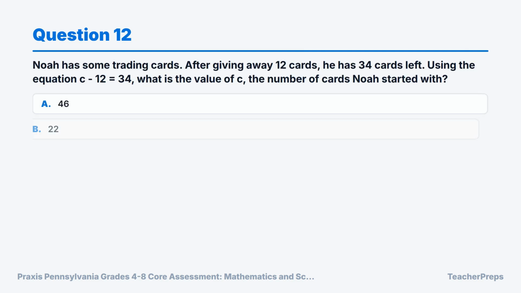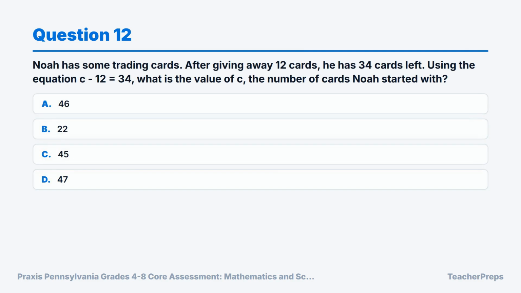Question 12. Noah has some trading cards. After giving away 12 cards, he has 34 cards left. Using the equation C minus 12 is equal to 34, what is the value of C, the number of cards Noah started with? Pause the video and select the best answer.